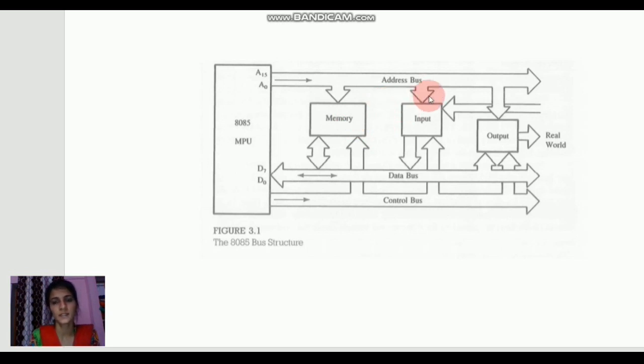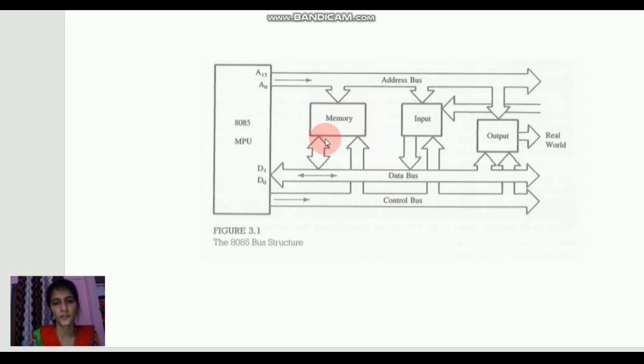There are 3 buses basically: the address bus, which is unidirectional, the data bus, which is bidirectional, and the control bus, which is bidirectional. In the bus architecture, only one device should put data on a bus at a time, and only one device should read the data from a bus at a time. The device which is putting data should know that the other device is ready to read the data.